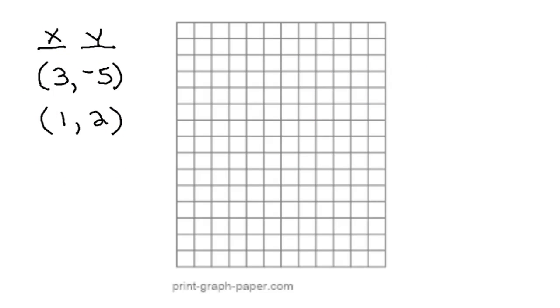Now let's try another one. We have two sets of ordered pairs. We have a 3 and a -5 is one set of ordered pairs. So that 3 would be the x, and that -5 would be the y. And then we have our second set of ordered pairs, 1 and 2. So that 1 would be the x and the 2 would be the y.